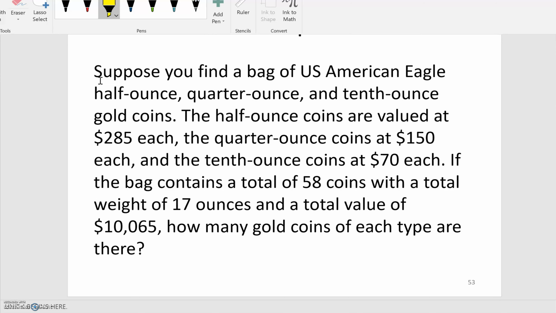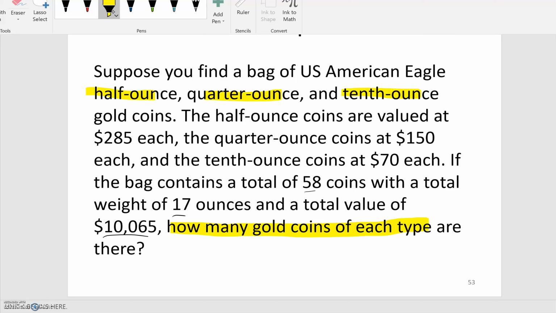We have a bag of American Eagle coins, which some of them are half ounce, quarter ounce, and 1/10 ounce. These are gold coins. And then we say that the half ounce coins are valued at $285, the quarter ounce coins at $150 each, and the 1/10 ounce at $70 each. The bag contains a total of 58 coins with a total weight of 17 ounces and a total value of $10,065. Here's our question. How many gold coins of each type are there? So, how many gold coins of each type? Each type being half ounce, quarter ounce, and 1/10 ounce.